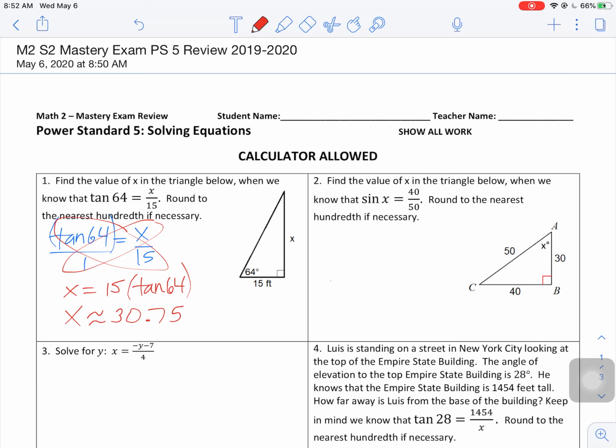As far as units go, they had feet on the one side, so since I just found a side of the triangle, I'm going to use feet as opposed to degrees. If I had found the measure of an angle, then I would put degrees.